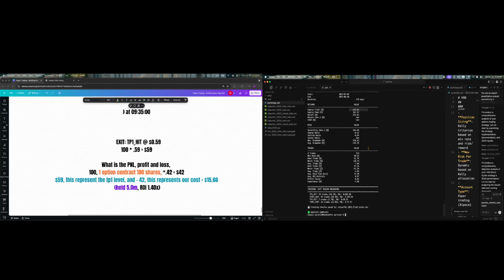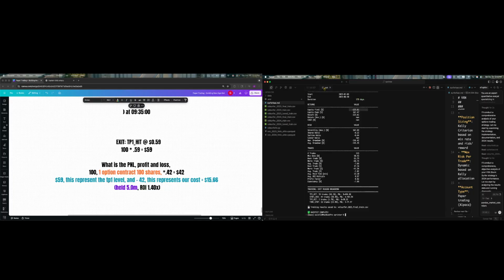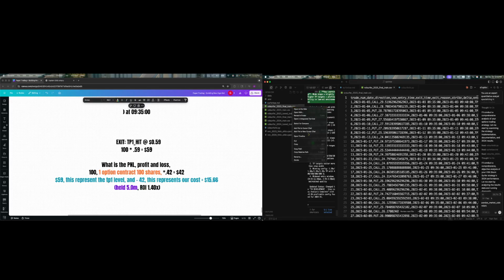Right? So let's figure it out. Let's find out why, and let's figure out how we can get this a bit better without overfitting. Right? So let's keep going. So what was that? 2023 final train. 2023 train. All right.